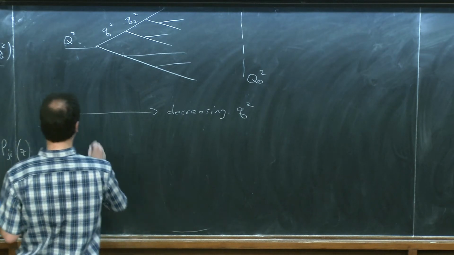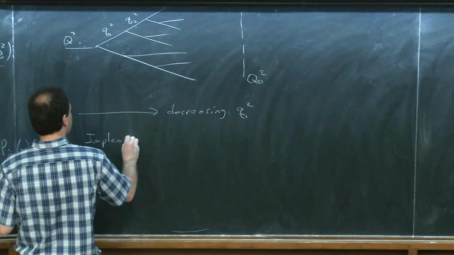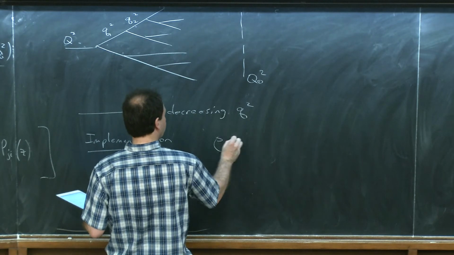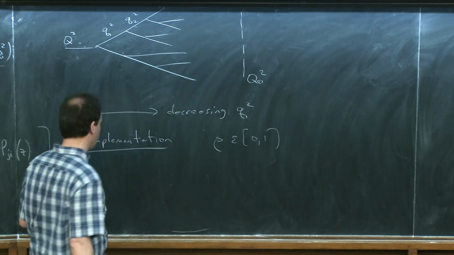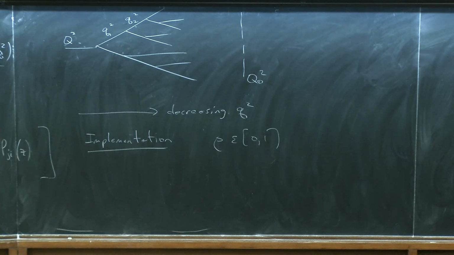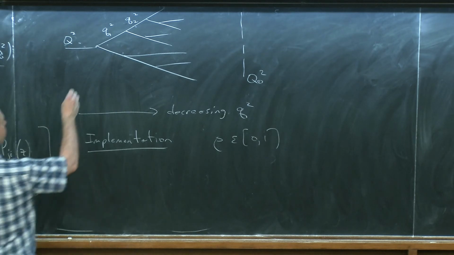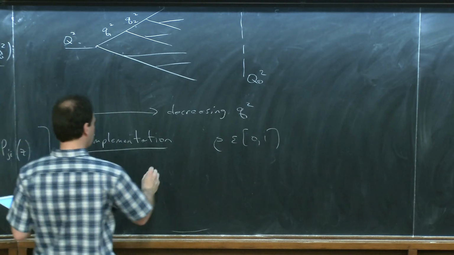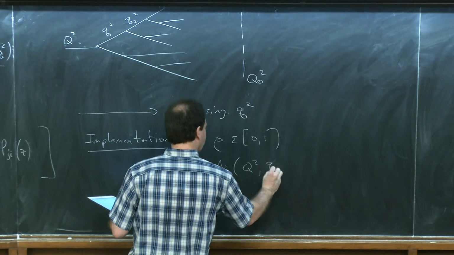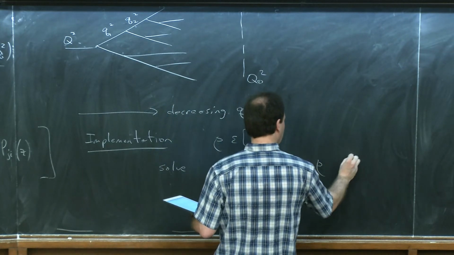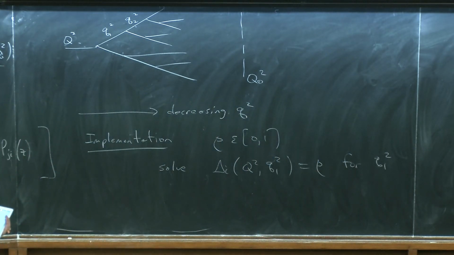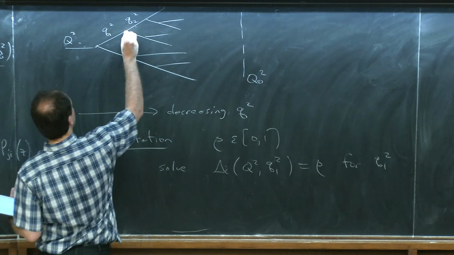And to do the implementation, it's actually not too complicated, so I can describe it to you. You generate a random number between 0 and 1, call it rho. And you use that random number with the weight given by this no branching probability to determine where the first branch is going to happen. So you solve delta I of capital Q squared, Q1 squared equals rho. You solve that for Q1 squared. And that will tell you where the branching occurs here.